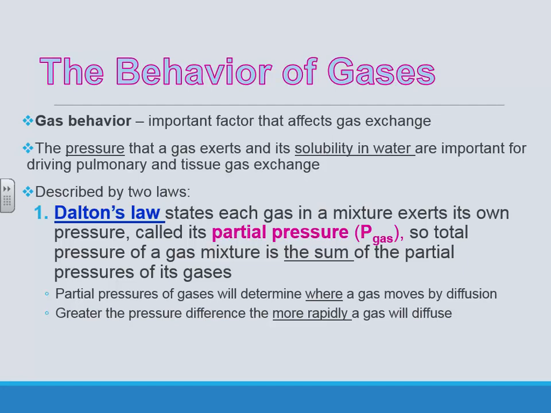As far as behavior, gases obey certain laws. So one important factor that can affect gas exchange is the pressure that it exerts on the container and the solubility of that gas in water. So both of these things will drive both pulmonary and tissue gas exchange. The overall pressure that the gas is exerting on the area that's containing it, and then how soluble it is in water. So this brings us up to two laws.